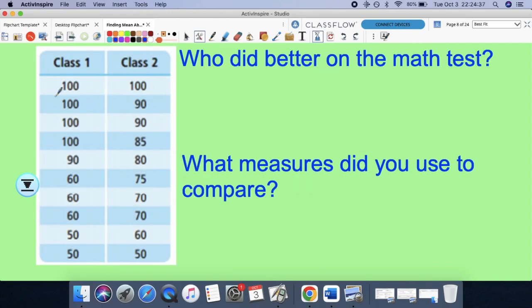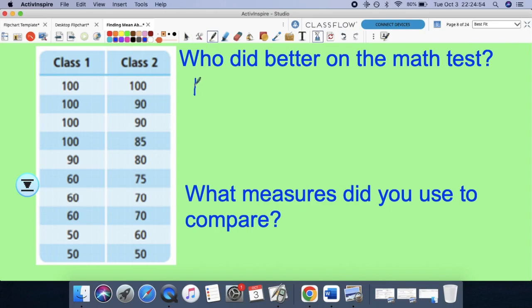I think this is a good example, and I'm going to ask you to pay attention to this one again. Look at these 2 classes. They took a test. Who did better on the math test? Well, if you add these numbers up, let me add them up. I'm going to do class 1 and then class 2 over here.